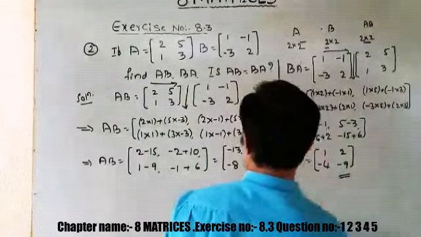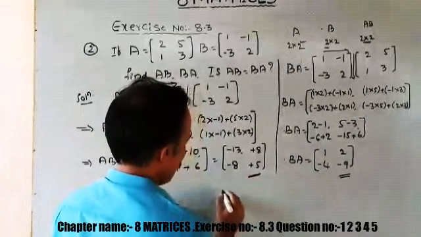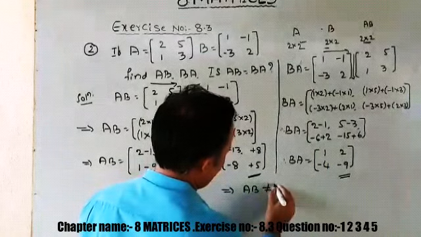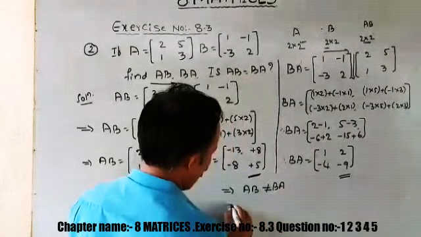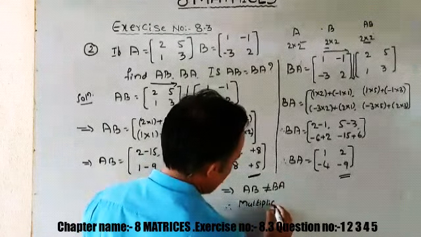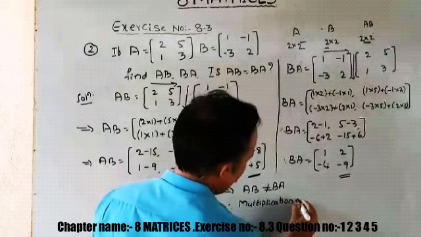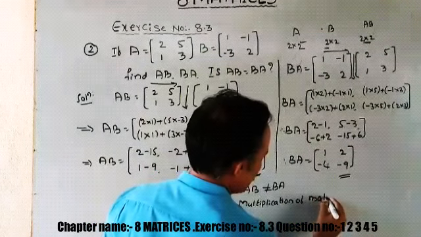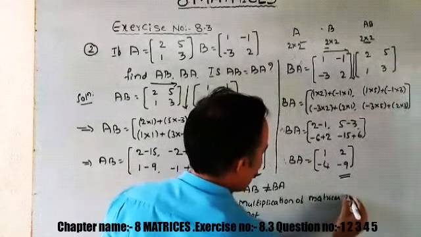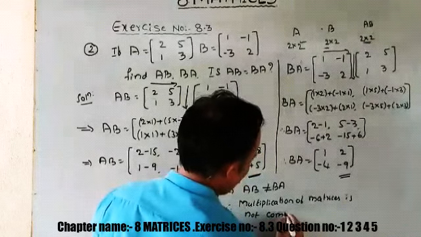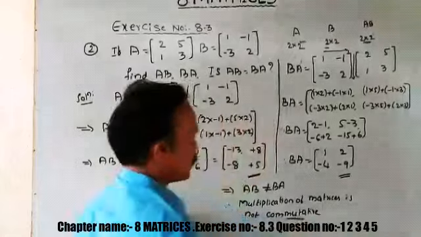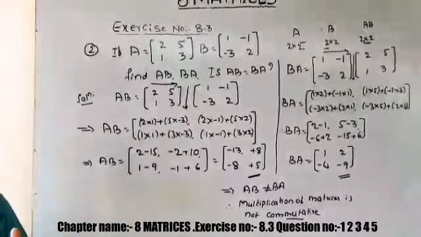Now you observe AB and BA. AB is not equal to BA, therefore multiplication of matrices is not commutative. So this is a very important point. Okay? Is it clear?